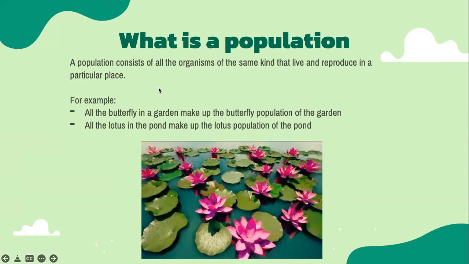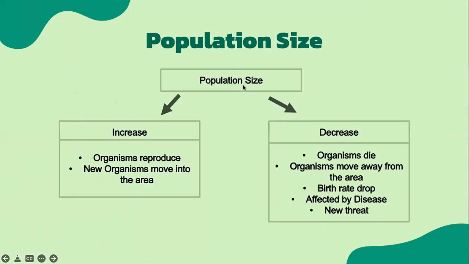So basically, as long as it's an organism of the same kind that live and reproduce in the same place, it's called a population. All right. So when we talk about population, we talk about the size. Population size can go both directions, either increase or decrease.